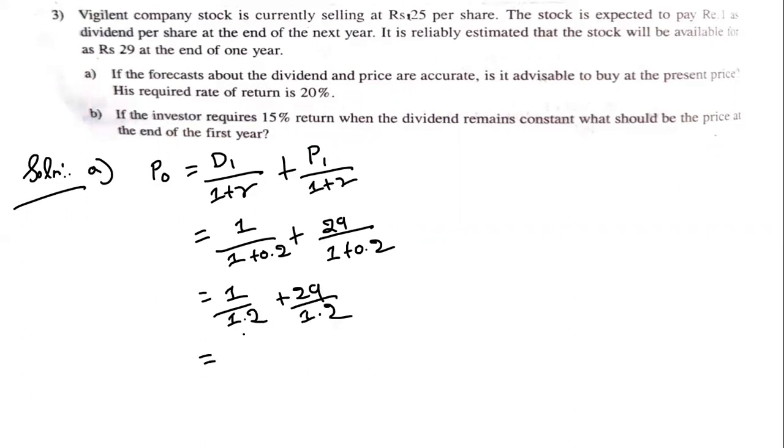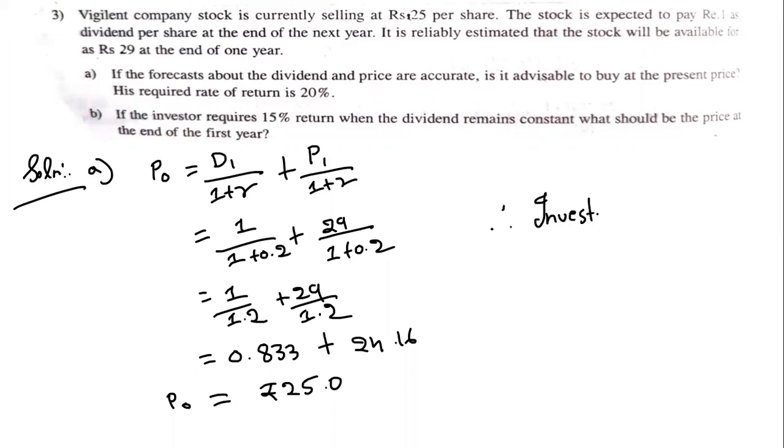After solving this, we get 0.833 plus 24.60, which is equal to rupees 25.0. This is P naught. Now whether to buy it or not, if we compare the estimated price and the actual price, both are 25. If you see in the problem, the current price is 25, the actual price, and the estimated price is also 25. So here we can suggest that the investor could buy it.